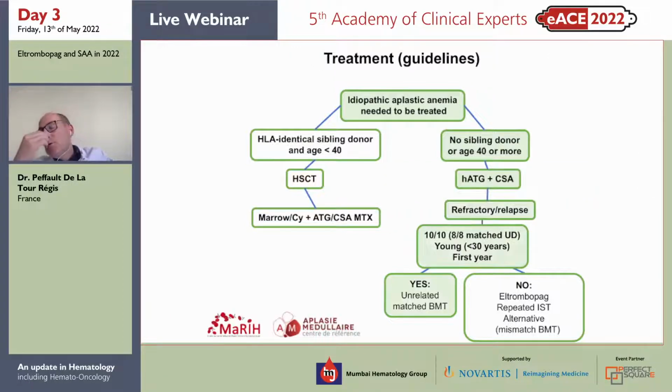So what should we do with patients who are refractory to immunosuppression? I would say that first of all, the thing you have to do is verify that the patient is not already in a clonal evolution state.